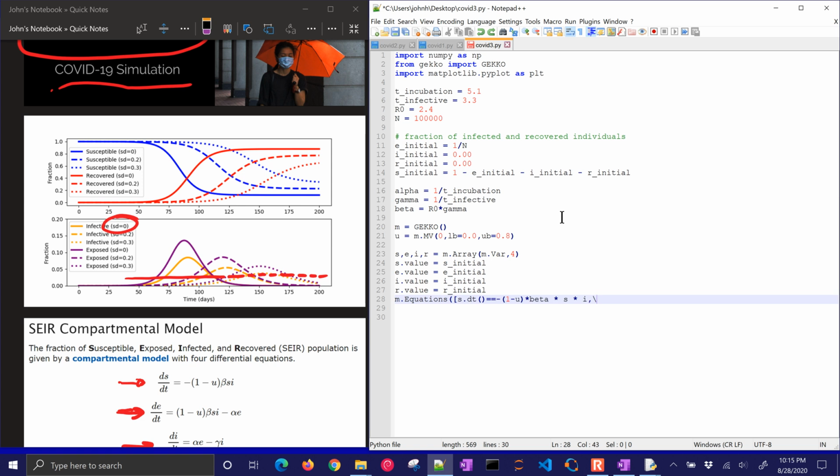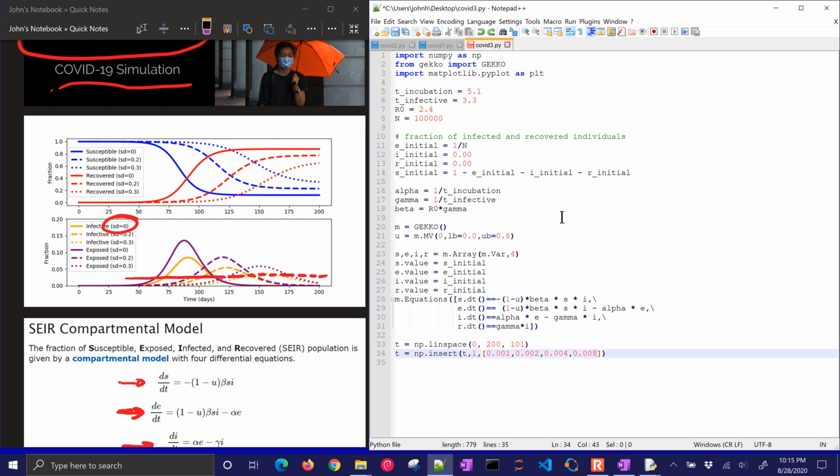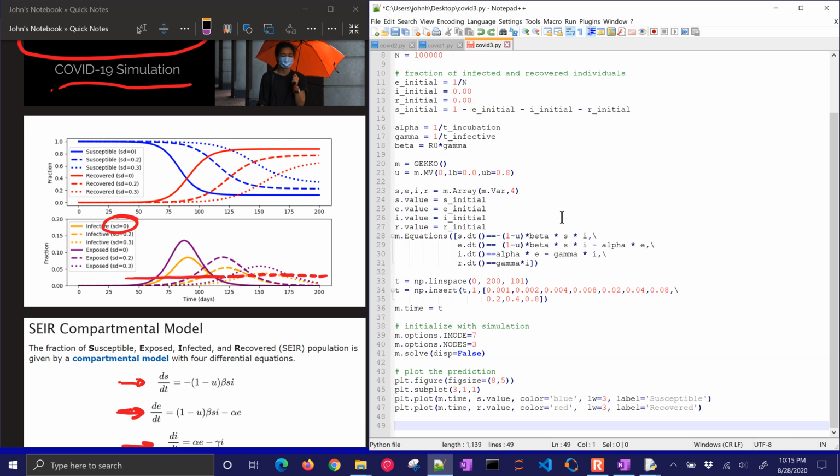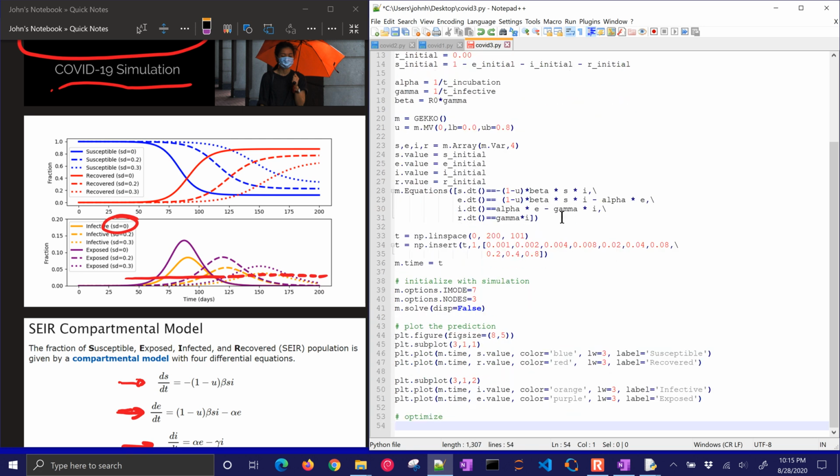All right, I have my initial values. And here are my equations that I talked about before. And then I have my time, and I'll insert my additional values. Okay, so there's my m.time. And now I'm going to simulate it like I just did. All right, so I'm going to simulate it first, plot it. Now I'm going to go to the optimization.